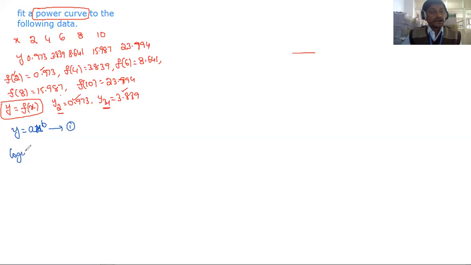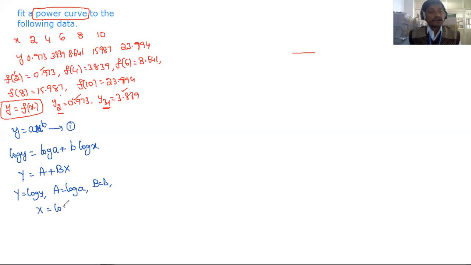Then what we get is log y is equal to log a plus b log x, which is of the form capital Y is equal to capital A plus capital B X, where capital Y is equal to log y, capital A is equal to log a, capital B is equal to small b, and capital X is equal to log x. So these are the values we got, right? Capital Y, capital X, capital A and capital B. Now we need to find the values of this one.